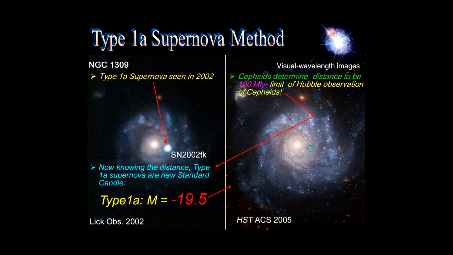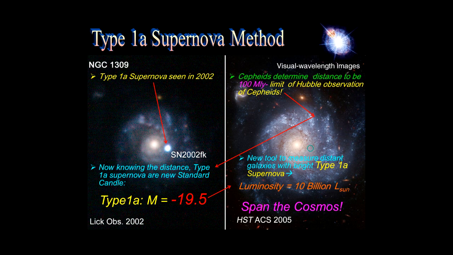Every time you see a Type 1a supernova go off, you know it has a luminosity corresponding to an intrinsic magnitude of minus 19.5. So we have a new tool to measure distant galaxies with a bright Type 1a supernova, luminosity 10 billion solar masses, and this enables us to literally span the cosmos with our distance measuring tool.